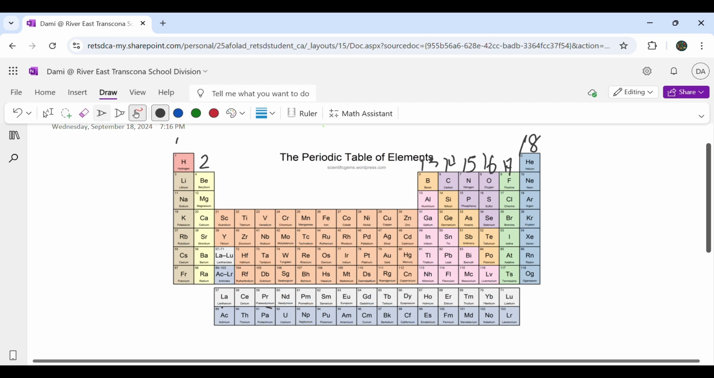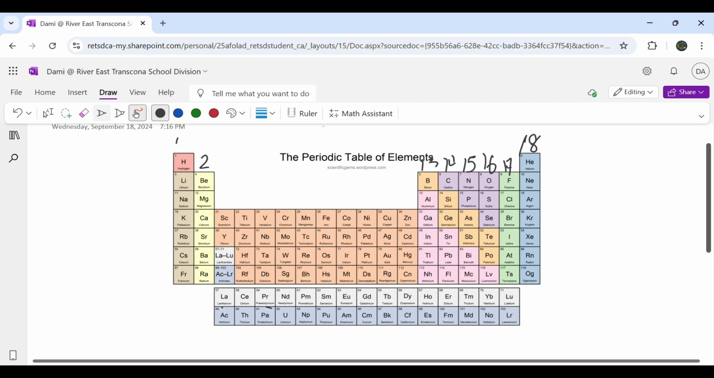Groups 3 to 12 are the transition metals, and as I said, not this video, another video sometime next. Group 13 is called the boron group. 14 is the carbon group. 15 is the nitrogen group.